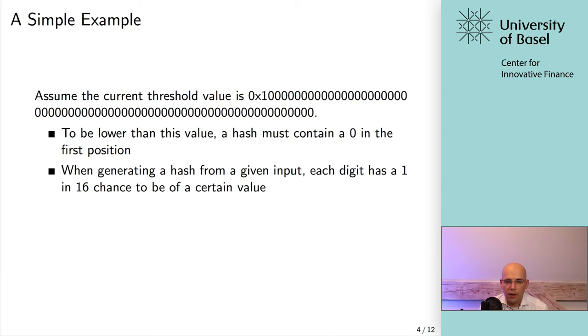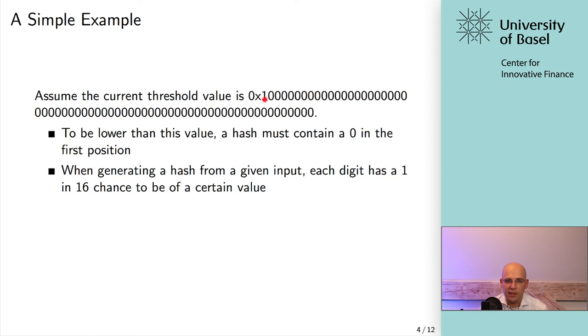So what does it look like? Here we have a threshold value represented in hexadecimal. Recall that this is a base 16 system, so with 16 potential values for each position, 0 to 9 and A to F. We could also represent that in a binary system, of course, where you have 256 bits, but it's just much more compact this way. It's much easier to understand when I show it this way. So assume that the current threshold value has, at the first position, and this 0x you can ignore, that's just signaling that it's hexadecimal.